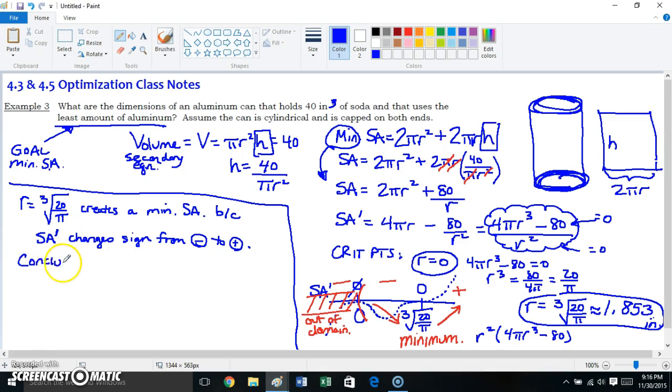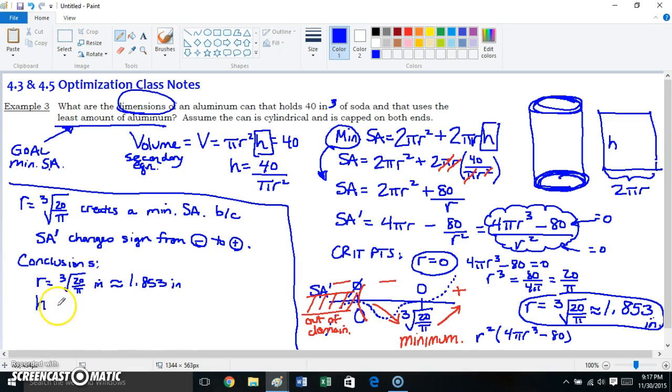Our conclusions are therefore, what do we want to find? We want to find the dimensions. So our conclusions: the radius is the cube root of 20 over pi inches. That is approximately 1.853 inches.